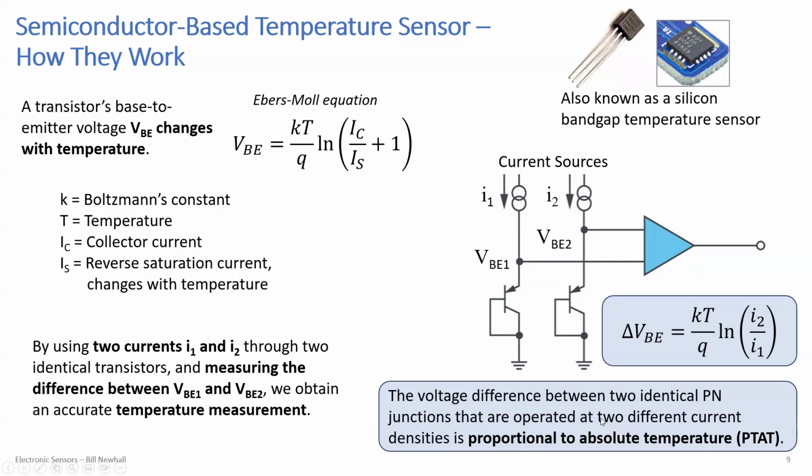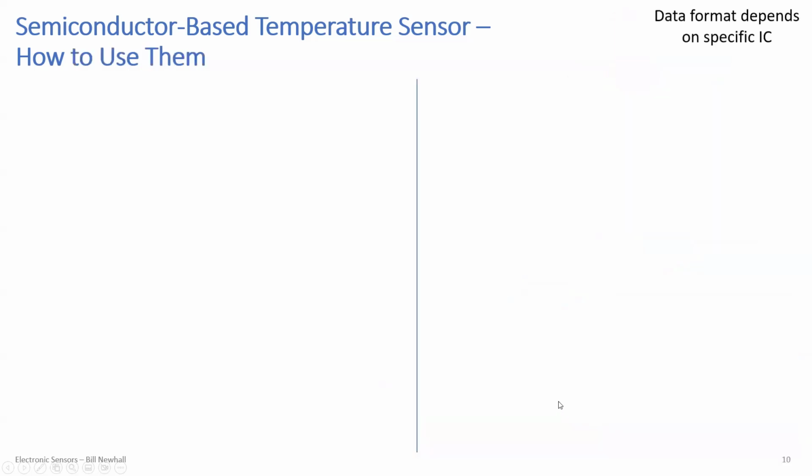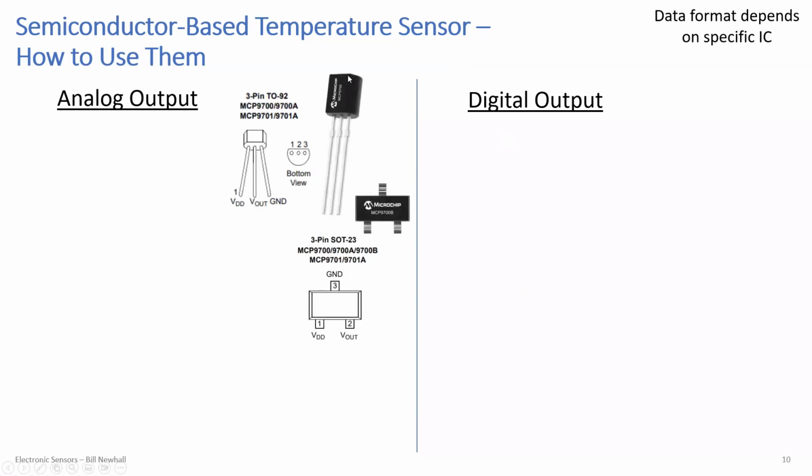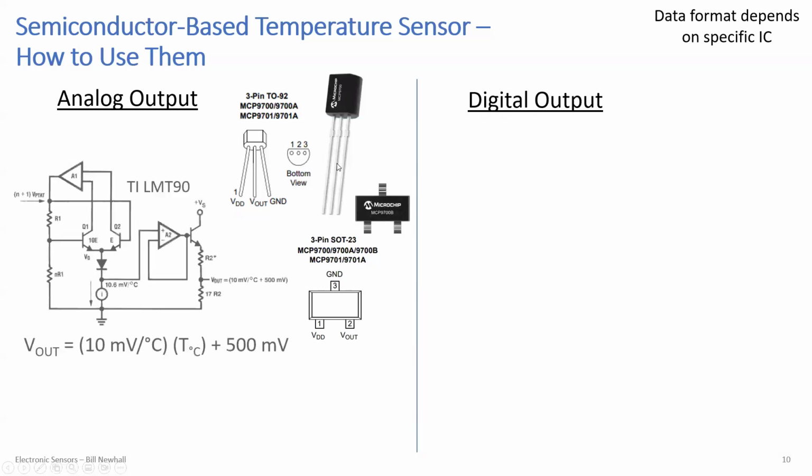So let's take a look at how to use them. There are two different types I would consider, an analog output and a digital output. So here's an example of an analog output part. This is similar to the one you have in lab, in this TO92 package. But there are also surface mount components. So you could put this on a circuit board, either on a main circuit board, or on maybe another separate board that you're going to mount someplace else as a remote sensor. But you can get these in different packages.